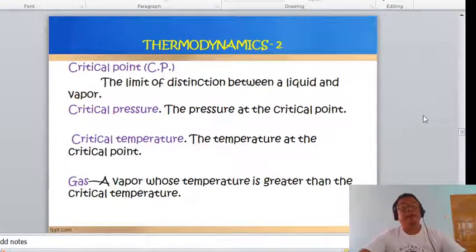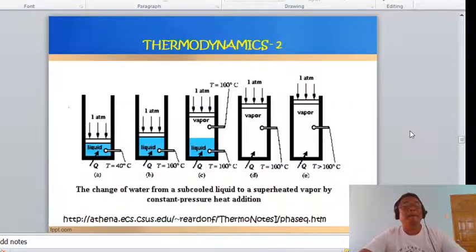So we have here the limit of distinction between a liquid and the vapor. The critical pressure is the pressure at the critical point, and the critical temperature is the temperature at the critical point. Another term we have here is gas: a vapor whose temperature is greater than the critical temperature.